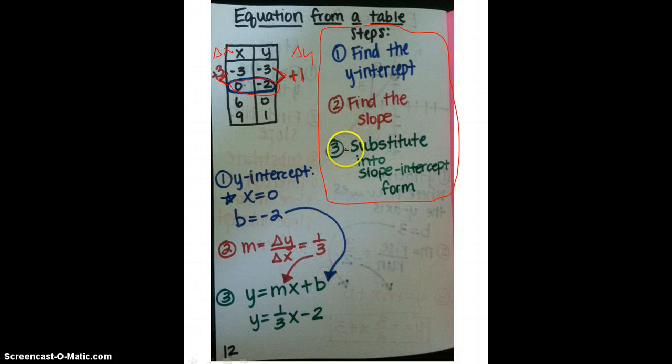Now I just do step 3. I substitute into slope-intercept form. So I'm going to take my slope and plug it into the m, and I'm going to take my y-intercept and plug it into b. So my equation is y equals 1/3 x minus 2. Now, it's a -2 because it's a -2 up here. So that makes it a -2.